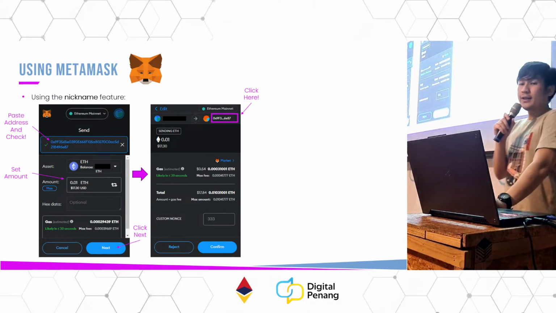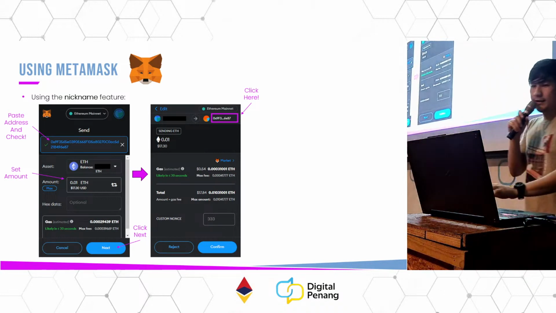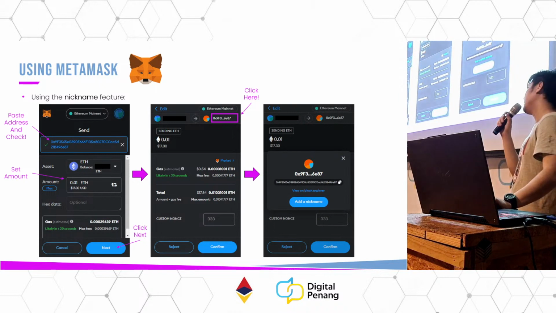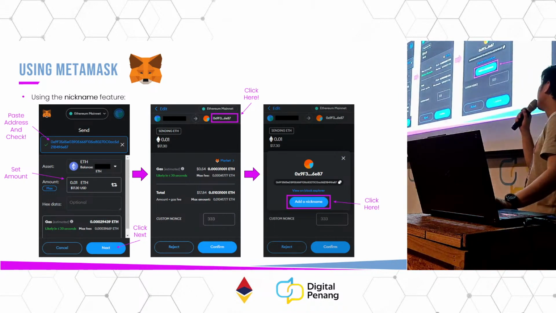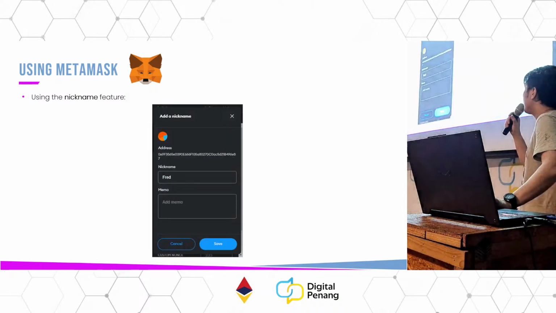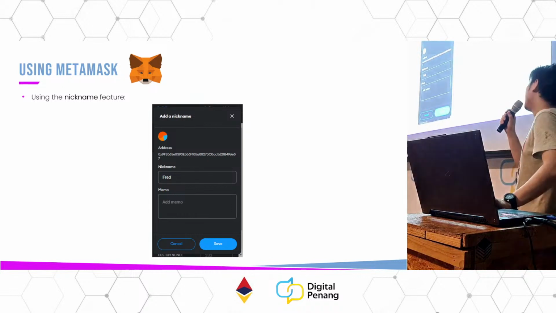And so in this page, you actually click here. Click on the top right at the address there. You click there, and then it shows you the address, and then you see the add nickname button. You click on the nickname button. Right? So once you click there, you get to this page where you're able to put a nickname and also a memo. Right?